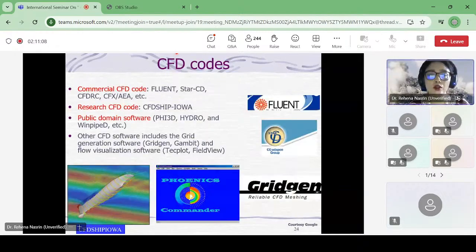For commercial CFD codes, there are Fluent, maybe Star-CD, also CFDRC, CFX, AEA, etc. And research CFD codes, CFDSHIP-IOWA, are available in the public domain. Other CFD software includes grid generation tools like GridGen, Gambit, and Tecplot, FieldView, etc. So there is a lot of software we can use for computational fluid dynamics and simulation purposes.